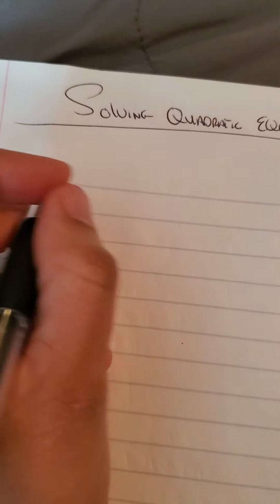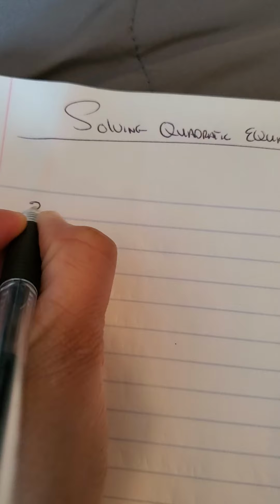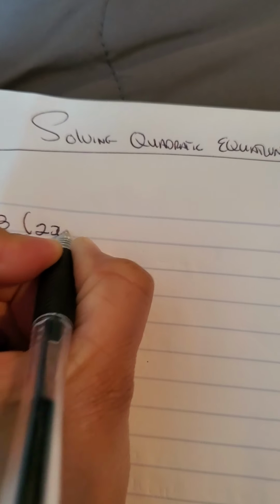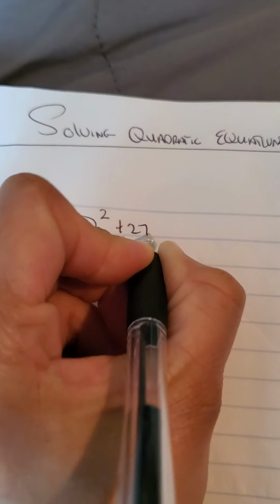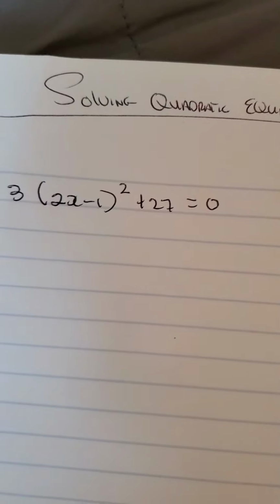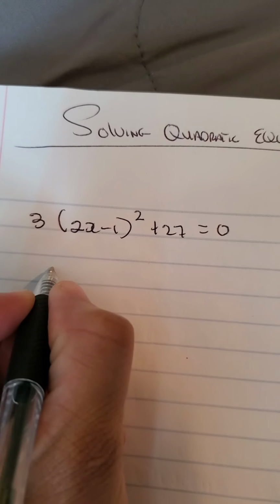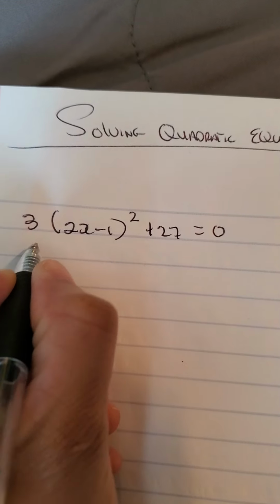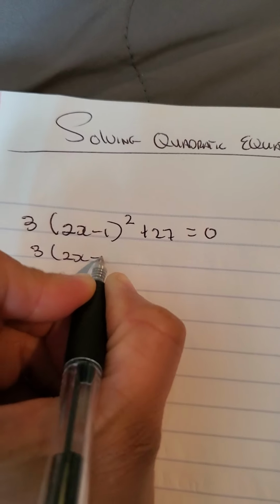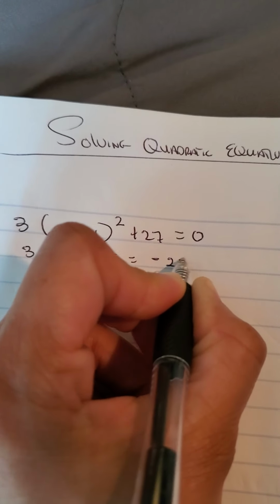Okay, guys, the whole goal of showing you how to operate on complex expressions was so that you can understand that you can solve quadratic equations that have complex solutions. So we're going to jump right into it. For example, let's say we have an equation like 3 times (2x minus 1) squared plus 27 equals 0. You can actually solve this using the square root method. So here it would be 3 times (2x minus 1) squared equals negative 27.